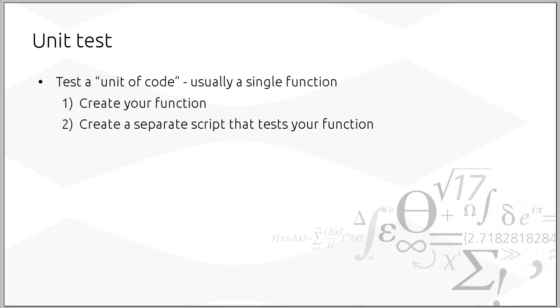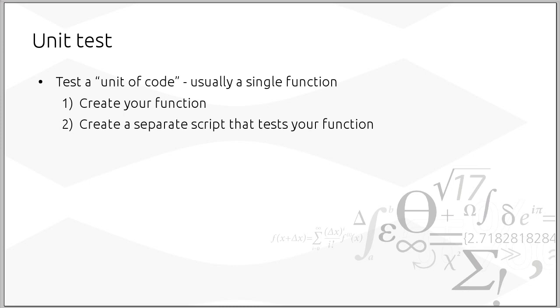Now you can use these assert statements inside your code to check that certain conditions are met as your code runs, and to make sure that the program will halt if some condition is not met. Another way that you can use assert statements is to create what's called a unit test. So in a unit test, you test a unit of code, which is usually a single function. And the way you would do it is you would create your function, and then in a separate script you would create a number of tests that call your function and make sure that the input and output are correct.